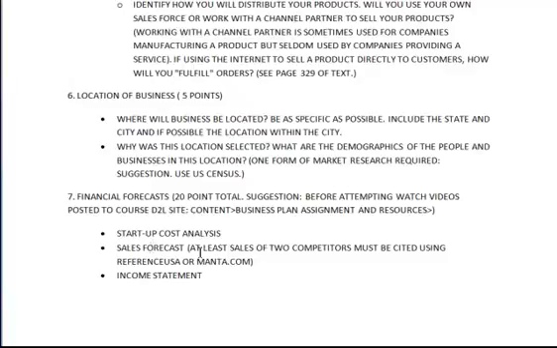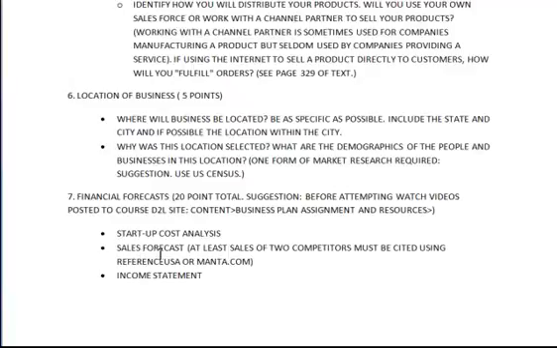So sales forecasting. The first thing to note here is that sales of at least two competitors must be cited using Reference USA or Manta.com. Manta is a free service similar to Reference USA. So if you don't have access to Reference USA, because you live in a county where they don't have it in their library system, just log on to Manta.com and don't pay for the service. There's a free component, and the free component will work fine. So again, you'll need two competitor sales cited using Reference USA or Manta. That's element 7 of the financial forecast.